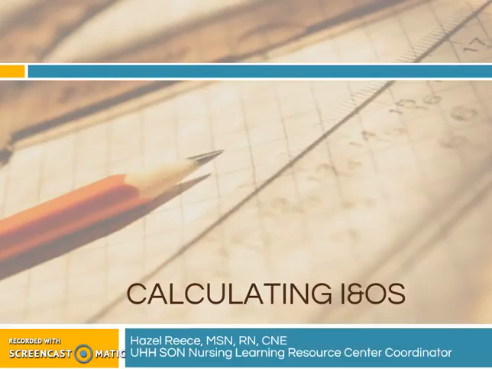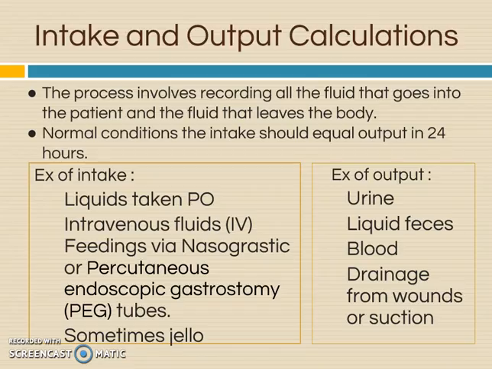In this video, I'm going to show you a little bit about calculating I&Os. I&Os is the acronym for intake and output. So we have here what exactly is intake and what exactly is output. Intake would include liquids taken by mouth, IV fluids, and then the feedings that you put down an NG tube or a PEG tube. Sometimes it will include jello.